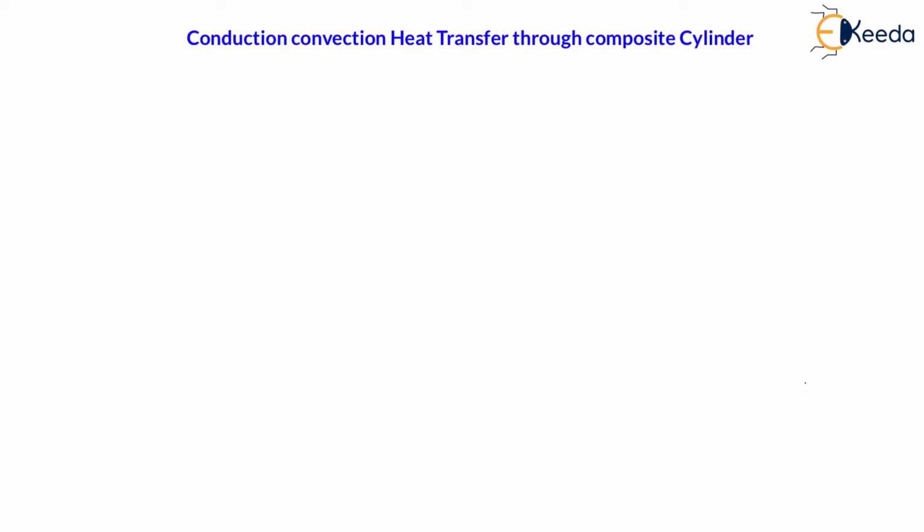Now, my dear students, to understand conduction, convection, heat transfer through composite cylinder, let us understand first conduction heat transfer through a single cylinder, then conduction heat transfer through a composite cylinder, and after that we will impose a condition that there is a convection heat transfer also. So one by one in three stages we will understand this case. Now in first stage we will understand conduction heat transfer through a hollow cylinder.